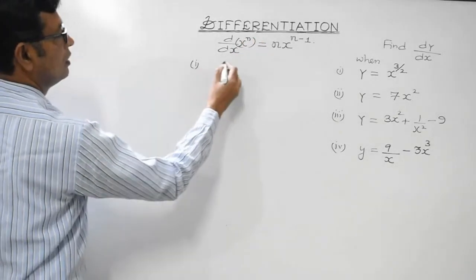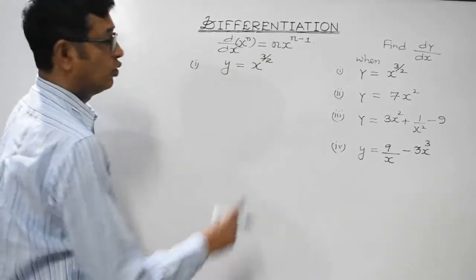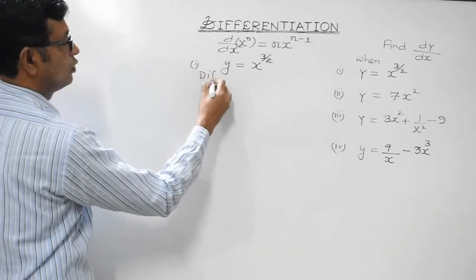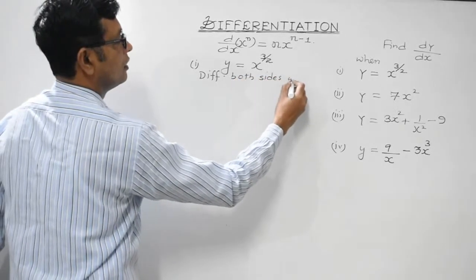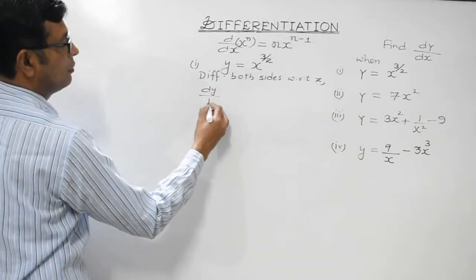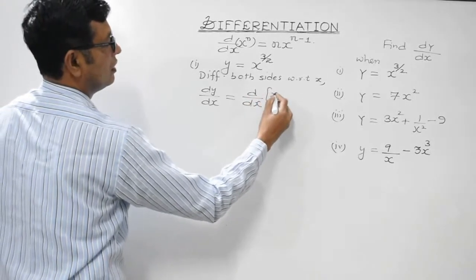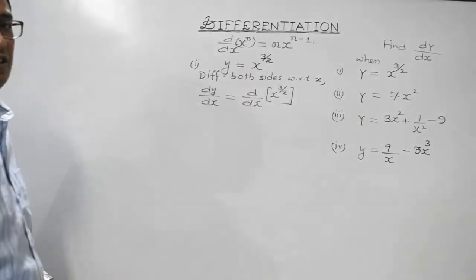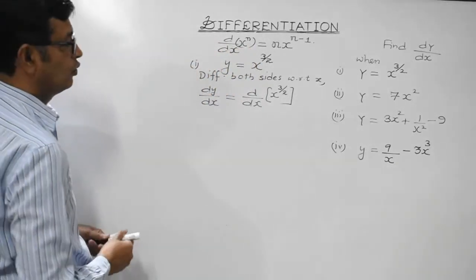First part, y is equal to x to the power 3 by 2. So differentiating both sides with respect to x, we get dy by dx over here, and here it can be written as d by dx of x to the power 3 by 2. Isn't it? Now look, it is in this standard form.